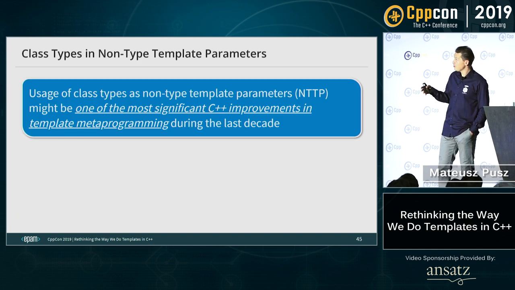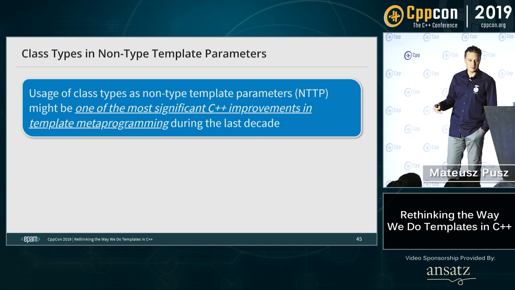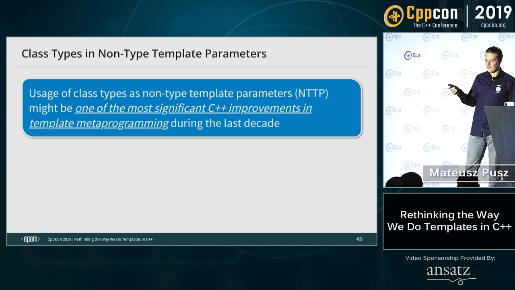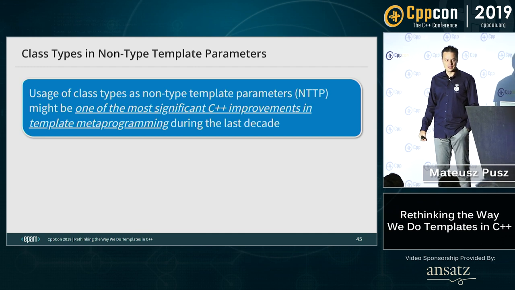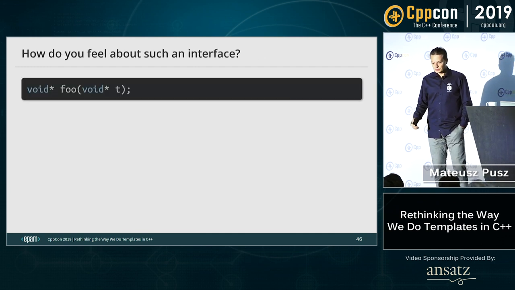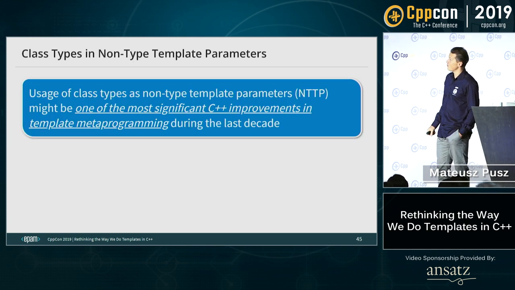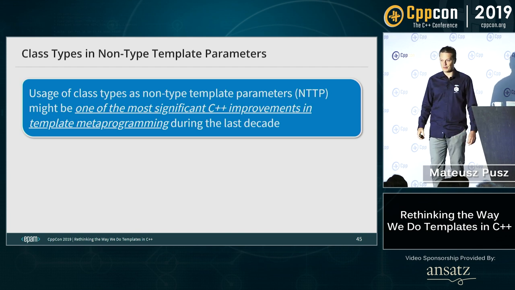So from my experience, and also from the experience of other people here, for example, Hana Dusíková yesterday said that NTTP is her favorite feature of C++20. I think that NTTP will really improve our template metaprogramming techniques. And basically, it's something to consider every time you are working with something that should be a value but was a type because of previous constraints, of previous releases.